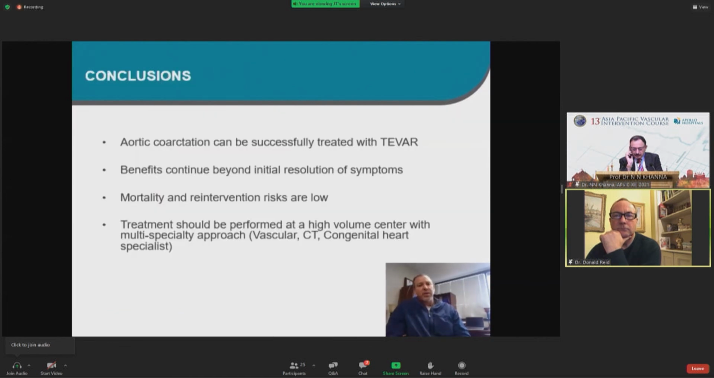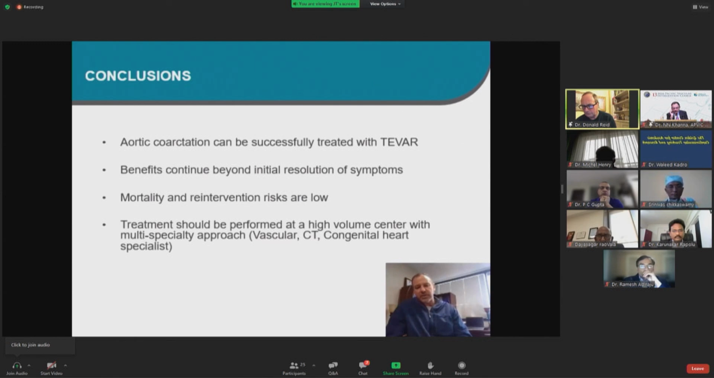So in conclusion, aortic coarctation can be successfully treated with TEVAR. Benefits continue beyond initial resolution of symptoms. Mortality and re-intervention risks are low. Treatment should be performed at high-volume centers with a multi-specialty approach, including vascular surgeons, CT surgeons, and congenital heart specialists as well.